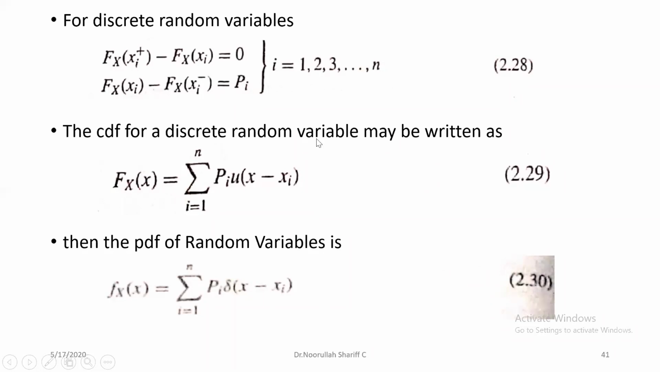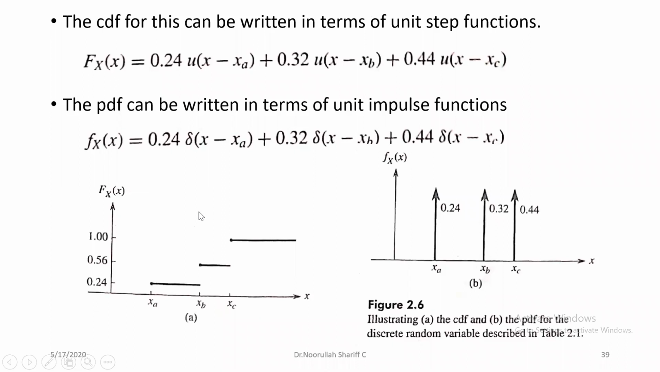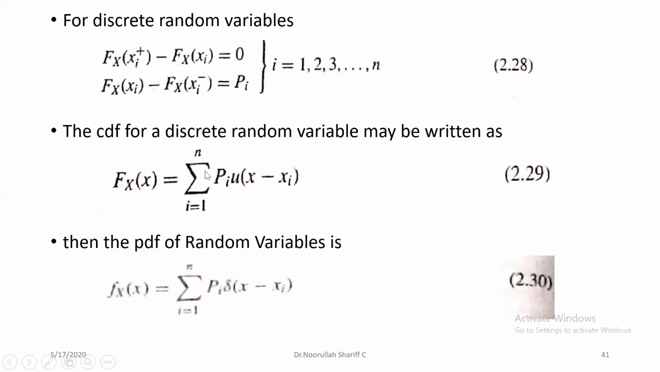The CDF for a discrete random variable may be written as, so using this we can just write a closed form for capital Fx of x, that is the cumulative distribution function, as sigma of pi u of x minus xi, i equal to 1 to n. Okay, this is the closed form which we have already mentioned here also. So this is what we have mentioned, probability at each of those points. Same thing is being mentioned here also.